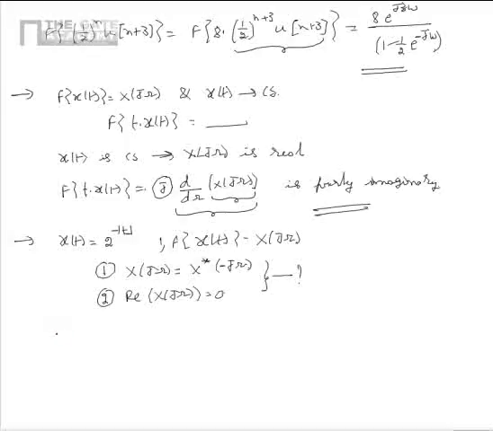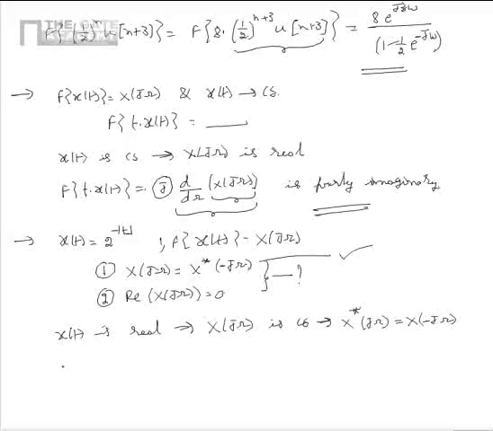From the given signal x(t), we see that x(t) is real. That implies X(jω) is conjugate symmetric. So from this we see that it satisfies the relation X*(jω) is equal to X(-jω). So statement 1 is correct.